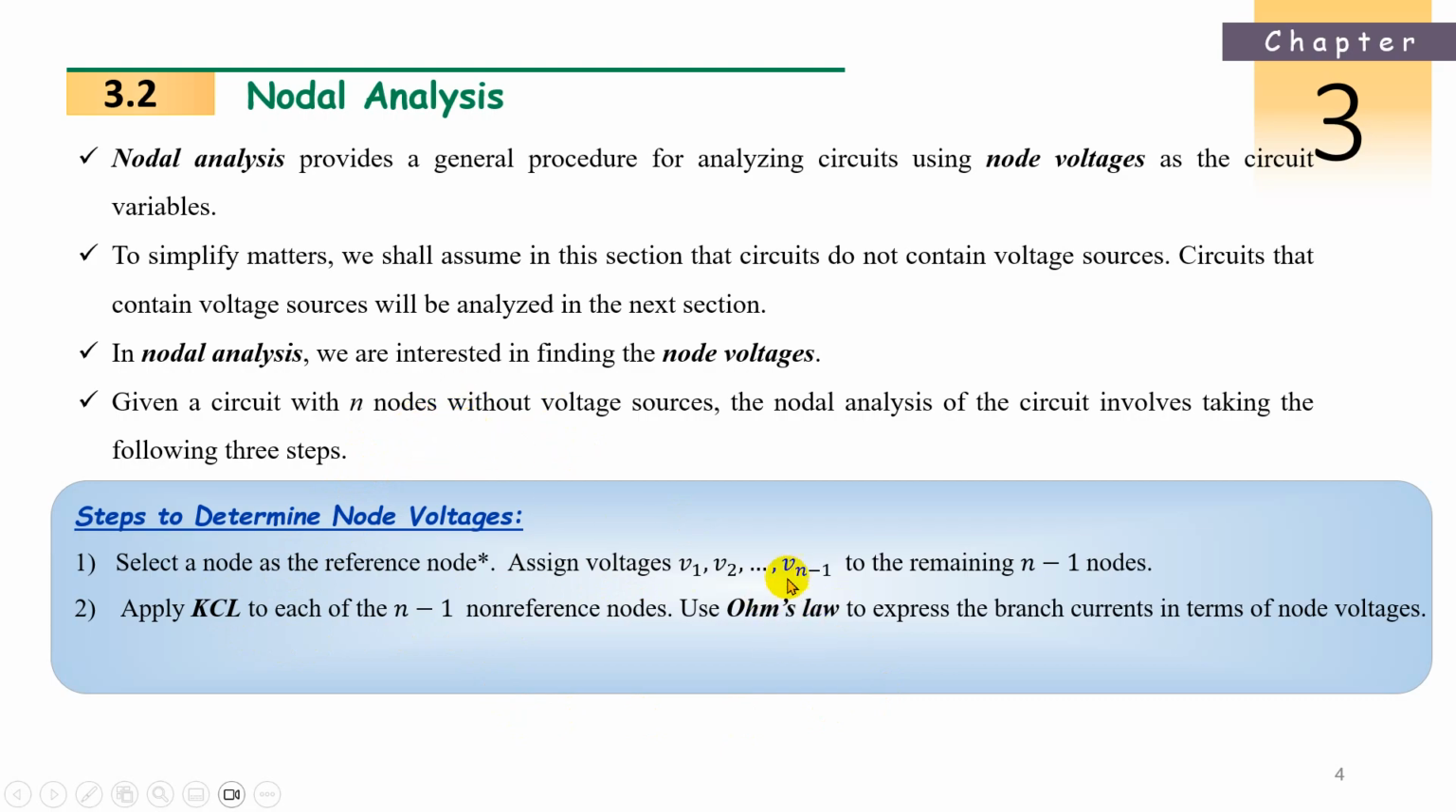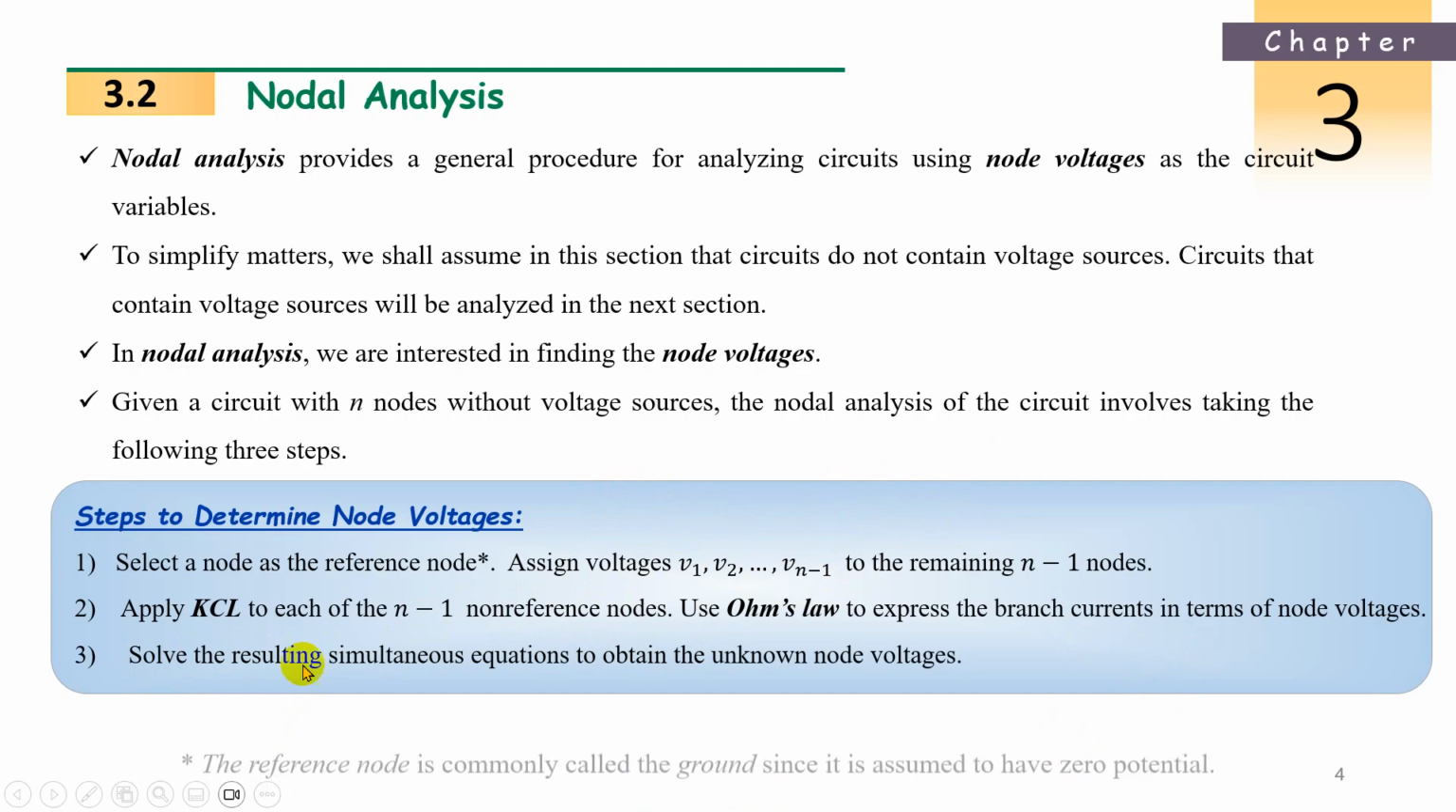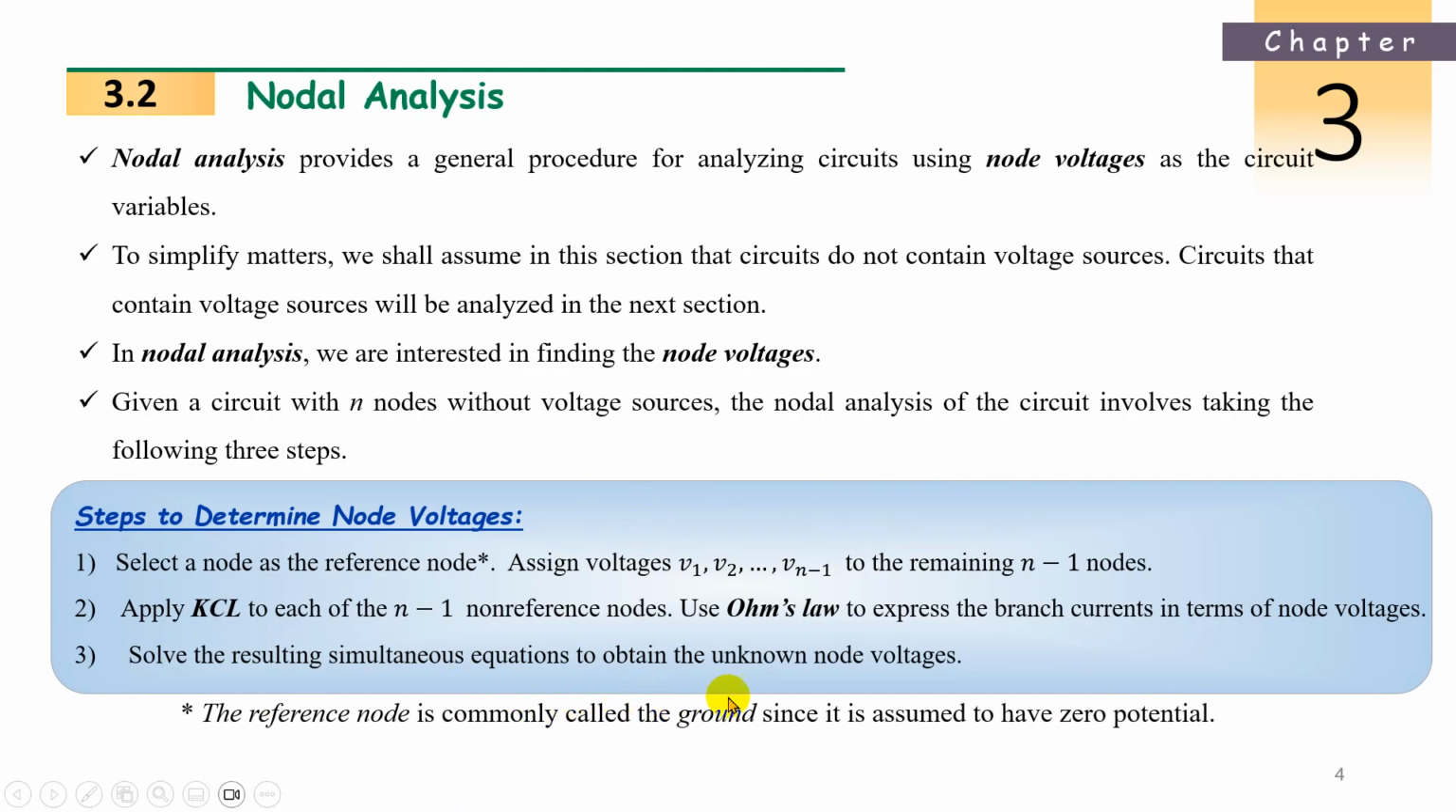Now arrange that equation with Ohm's law, which is I equal to voltage divided by resistance for that particular branch, to simplify. Now last one, solve the resulting simultaneous equations to obtain the unknown node voltages. Generally 4 steps, because here we are rearranging Kirchhoff's current law with Ohm's law, so in 4 steps we will complete it. The reference node is commonly called the ground, since it is assumed to have zero potential. Voltage value is 0 at that reference node.